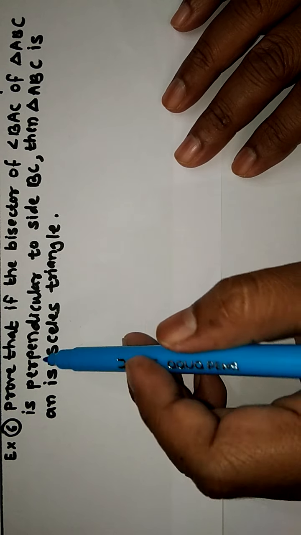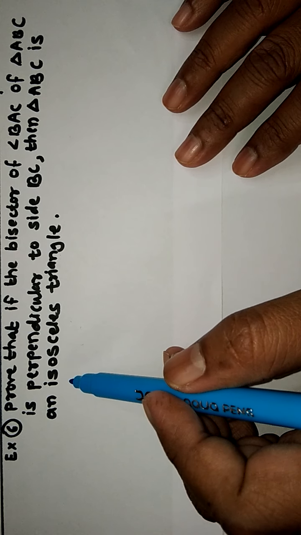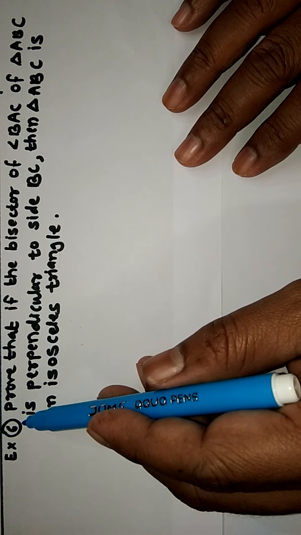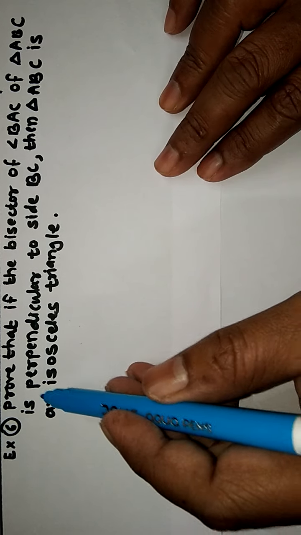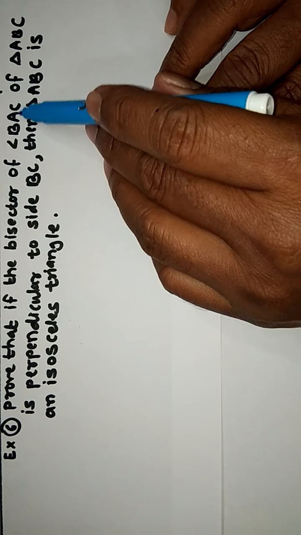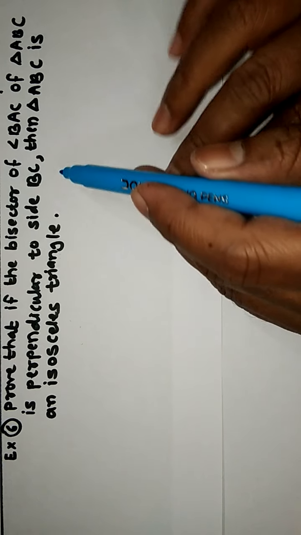Students, in the previous video we studied practice set 3.4 and solved the first 5 examples. Now we solve example number 6. Prove that if the bisector of angle BAC of triangle ABC is perpendicular to side BC.